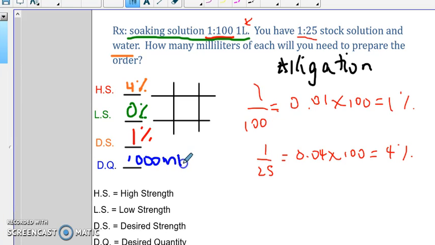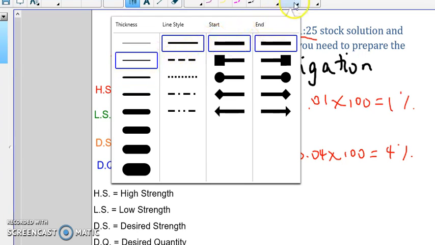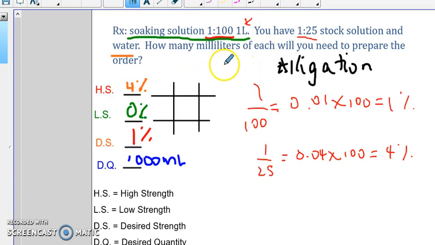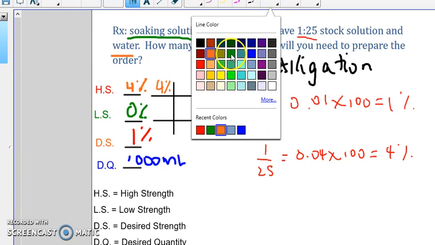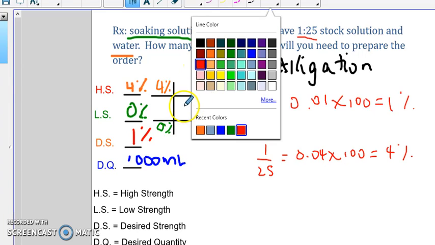1,000 mLs. Excellent. Now, this tic-tac-toe box is used as a guide. You don't have to use it. It's called the alligation grid. Many people call it tic-tac-toe box because that's what it looks like, but it's an alligation grid. Now, we're going to put our high strength up here, which is 4%. We're going to put our low strength, which is 0% of the water, down here. And then we're going to put our 1% of our desired strength over here.